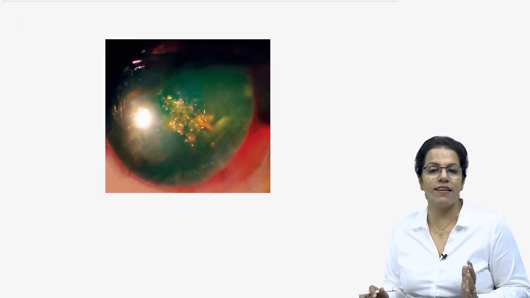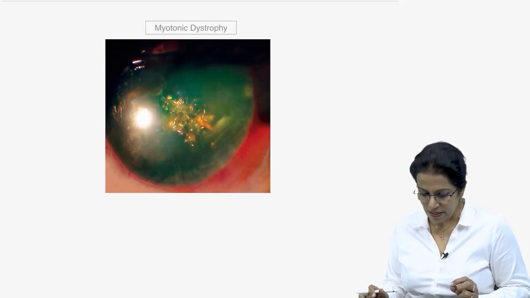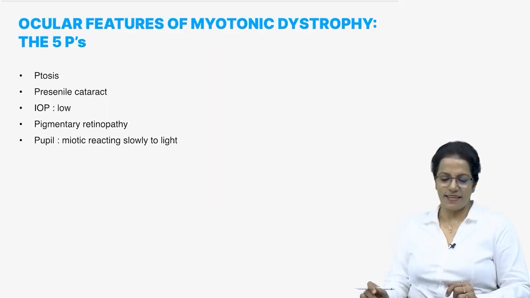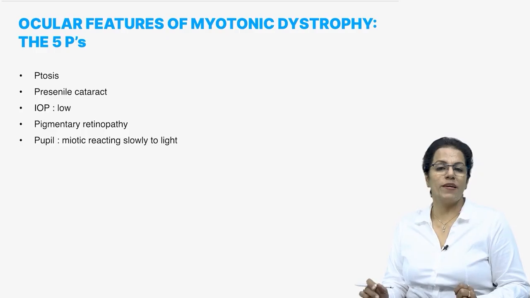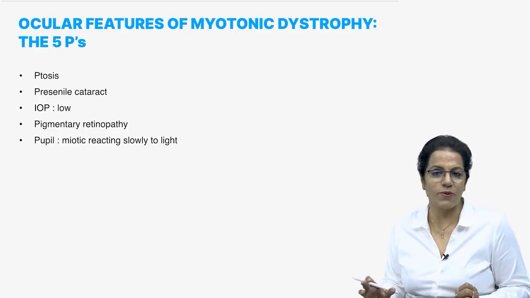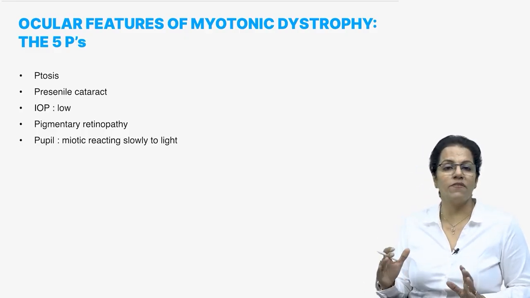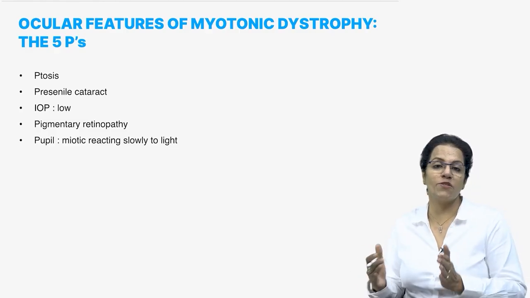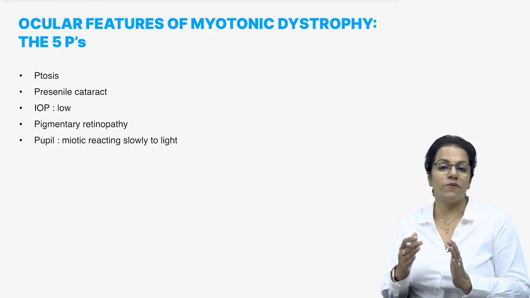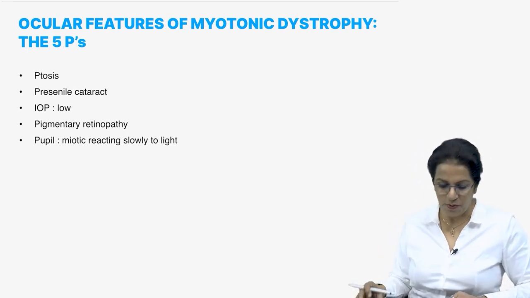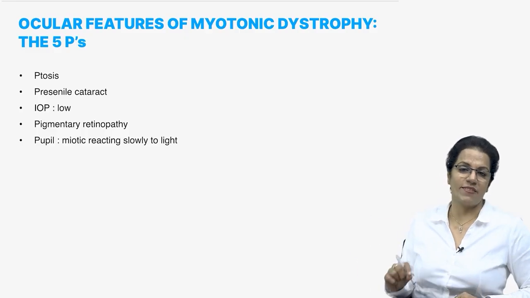Can you see these needle-like opacities? This is what is called Christmas tree cataract. So when you say Christmas tree cataract and myotonic dystrophy, the next thing you have to learn is the ocular features. What are the other ocular features of myotonic dystrophy apart from Christmas tree cataract? Please, all of you, Christmas tree cataract is an exam question. I hope you know this. I had mentioned it earlier as well.